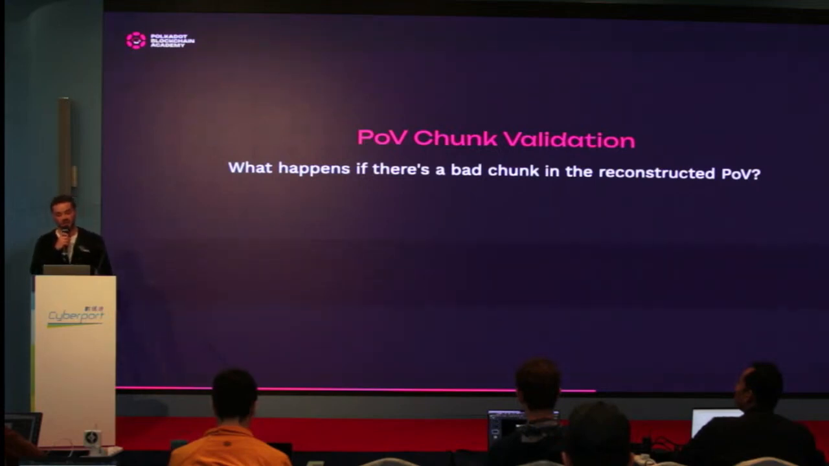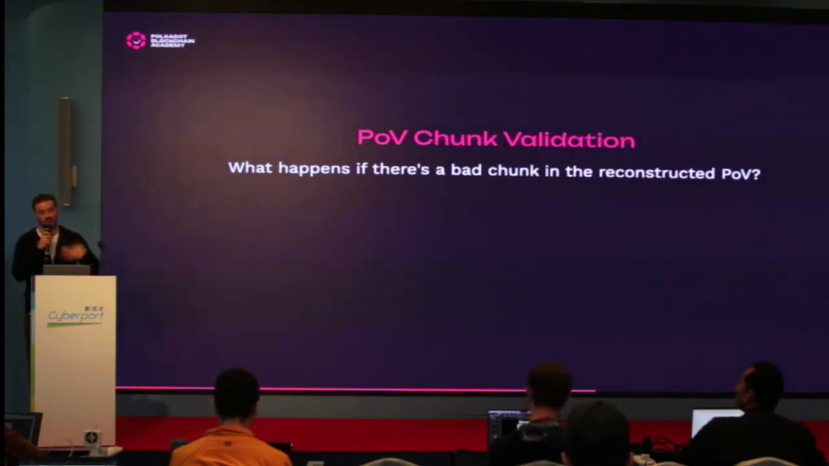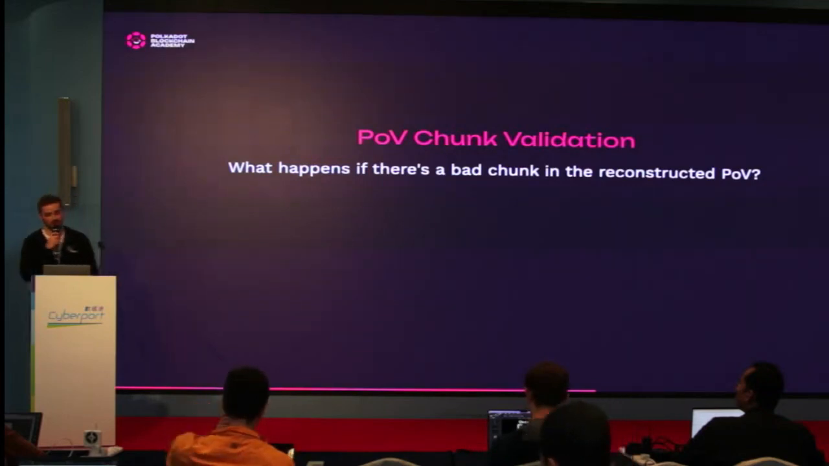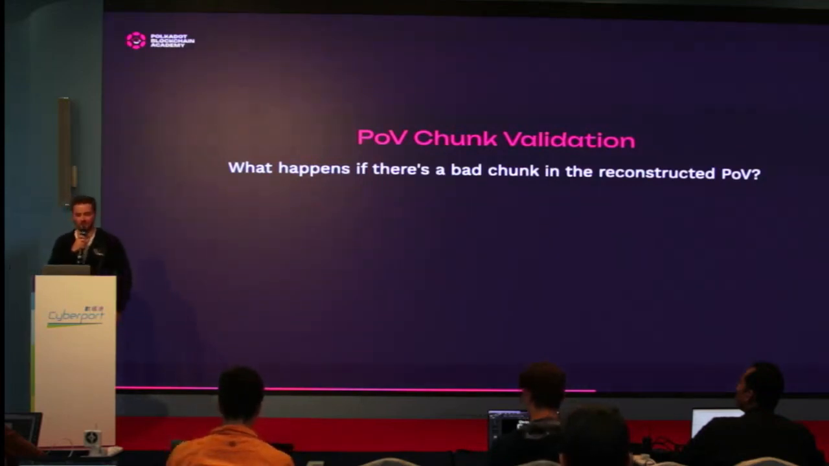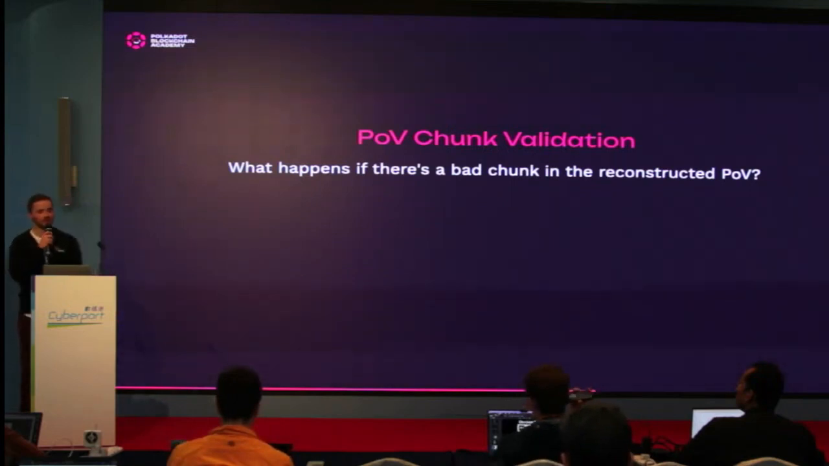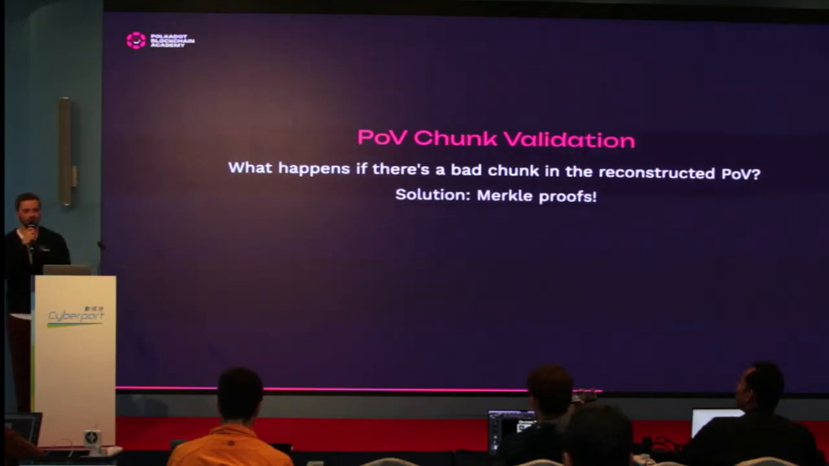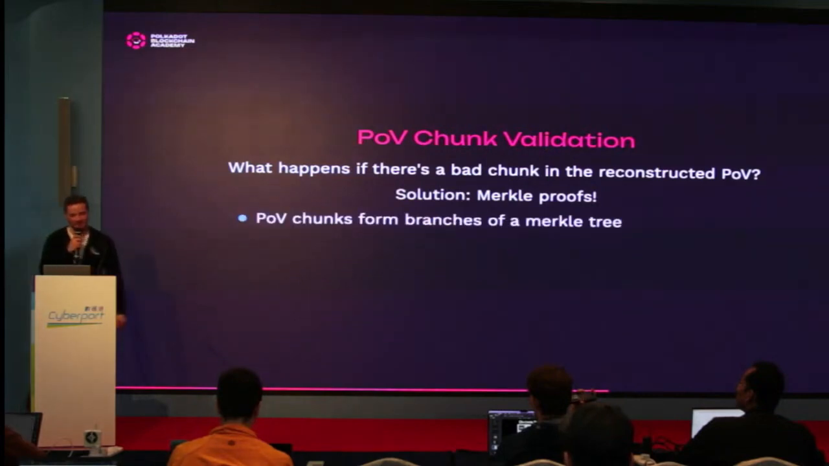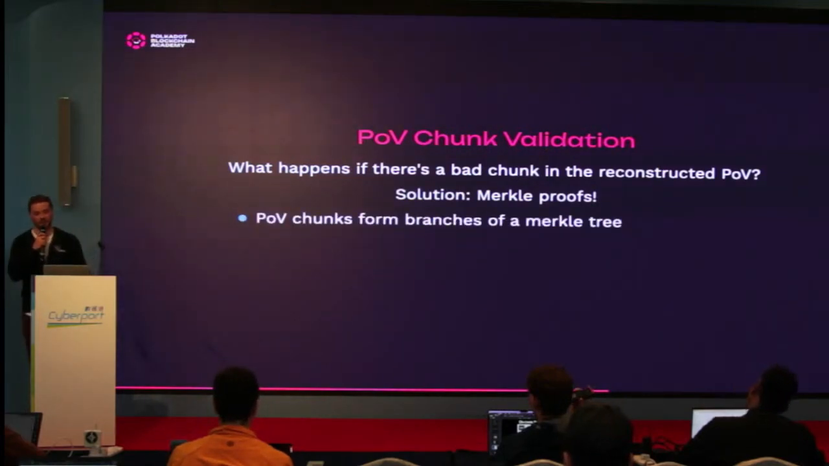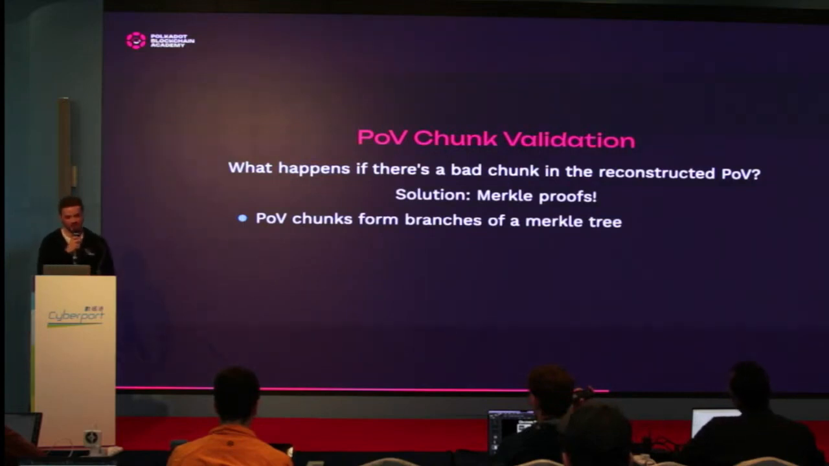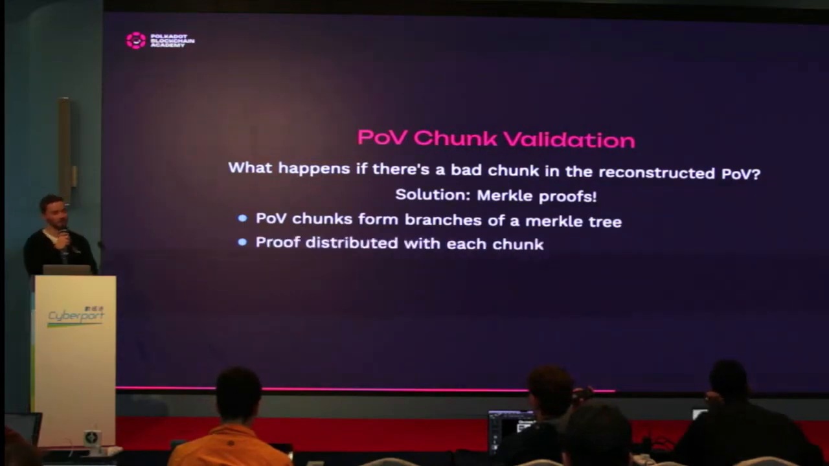And so if we were to just run proofs of validity naively and assume that they came to us in the state that the backers gave them to the validator set, then that could lead to the punishment of innocent parties. So we need some kind of solution to check the integrity of these chunks as they're coming in. And our solution is Merkle proofs. We just love them. So proof of validity chunks form branches of a Merkle tree in this case, and we distribute a proof alongside each chunk.